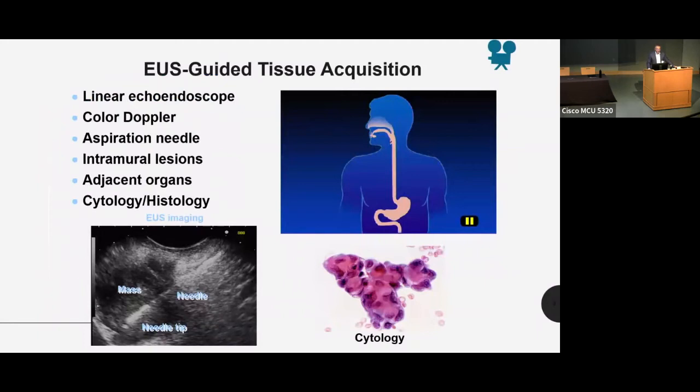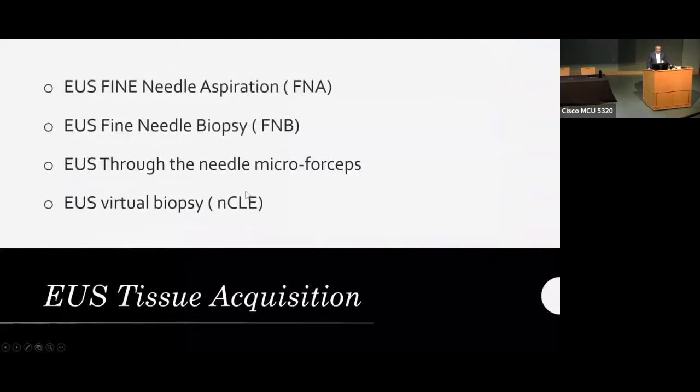A lot of the time people can see things, they think it is something, but it's not. Don't biopsy the small intestine when it's moving, for example. That's one of the things, so you have to make sure you have an intramural lesion. You have to know what's surrounding you, the organs, and then you will need cytology or histology, and we're going to talk about that now.